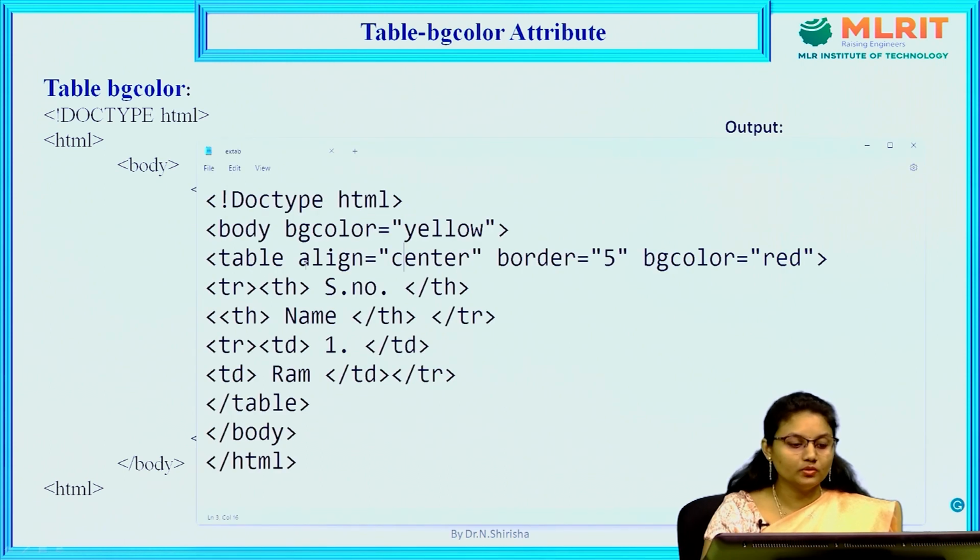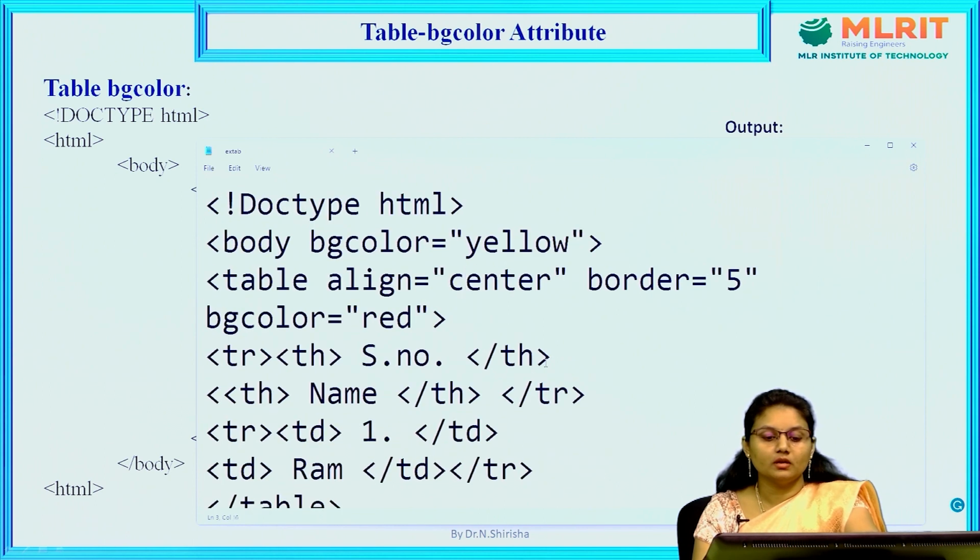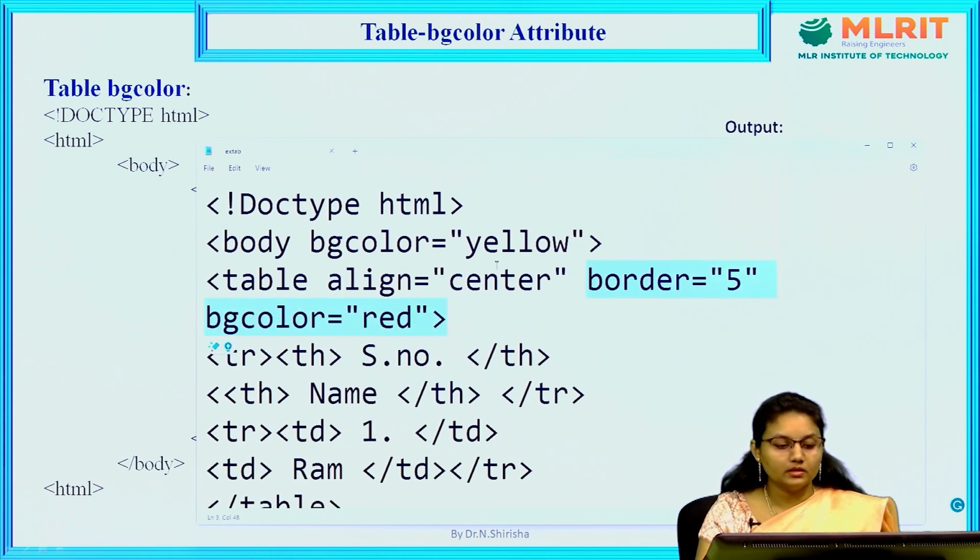In the table only we are just giving here. Okay. So this is a border. Okay, this is a border, and here is where we are giving the alignment. Clear?